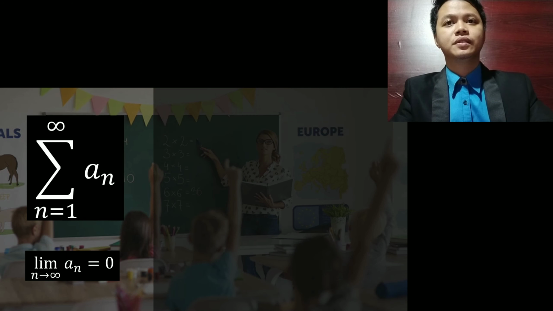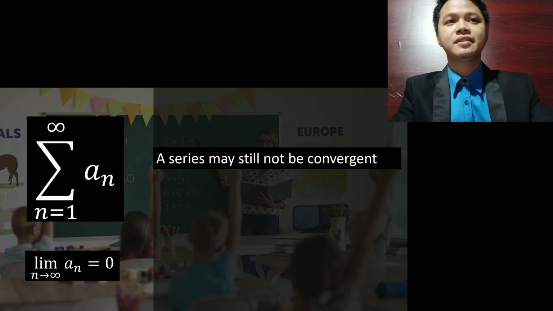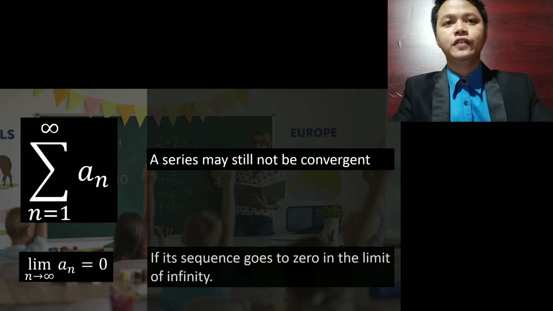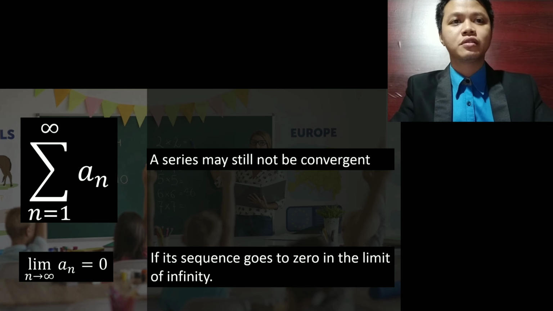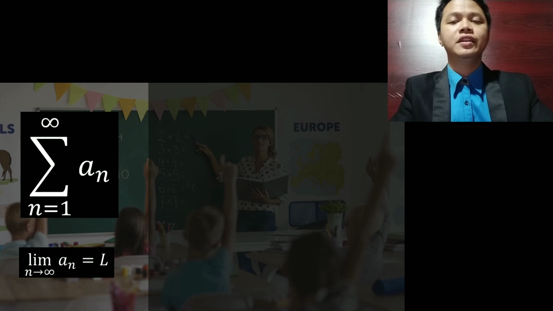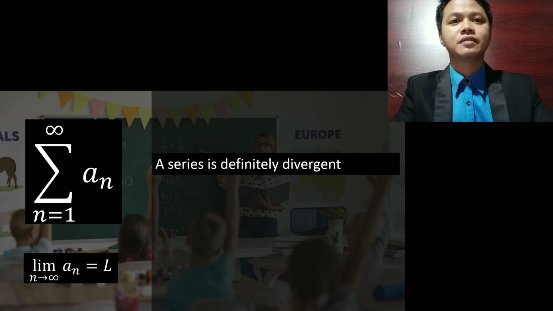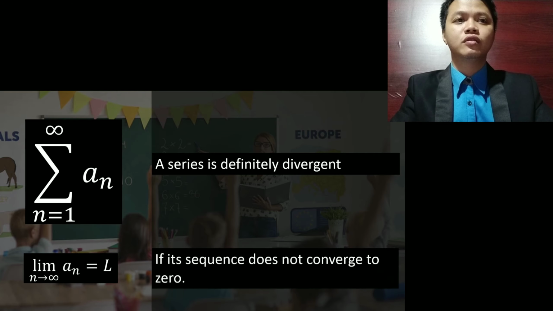Now, a series may still not be convergent even if its sequence goes to 0 in the limit of infinity. Now, a series is definitely divergent if its sequence does not converge to 0.